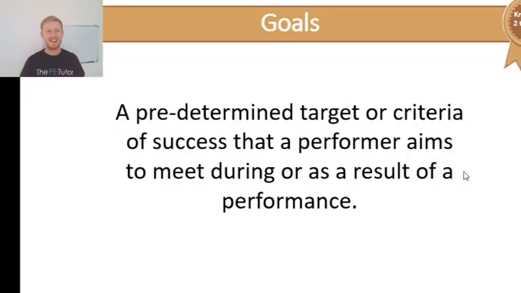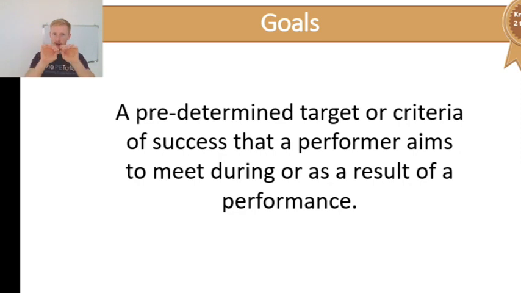So what is a goal? Well, it's a predetermined target. It's premeditated. It's thought of before the event actually comes into fruition. So it's a predetermined target or criteria of success that a performer aims to meet during or as a result of a performance. Now, that's the overall definition of what a goal is.